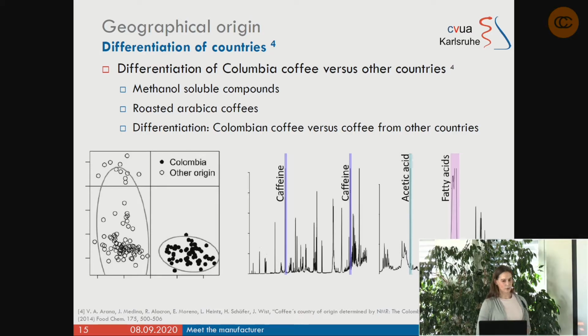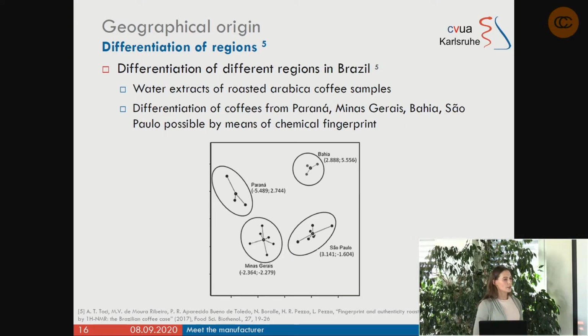The next step was to differentiate coffees harvested in Colombia from those harvested in other countries. Here, methanol was used for extraction, and the figure shows that the differentiation was successful. The chemical fingerprints of the coffees from Colombia are close together, whereas the chemical fingerprints of the coffees from other origins are very diffuse. This could be because these coffees come from many different countries. Statistical analysis showed that the differentiation was possible because of different amounts of fatty acid, acetic acid, and caffeine.